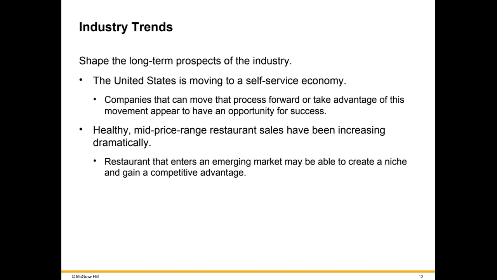Industry trends shape the long-term perspective of the industry, so one has to keep a close eye on the industry. The United States is moving to a self-service economy. The companies that can move that process forward or take advantage of this movement appear to have an opportunity for success. We have also seen that in Europe they have moved from manufacturing to the services industry.